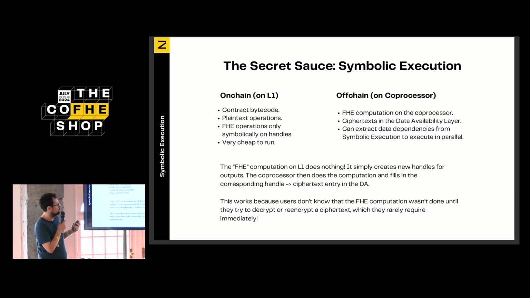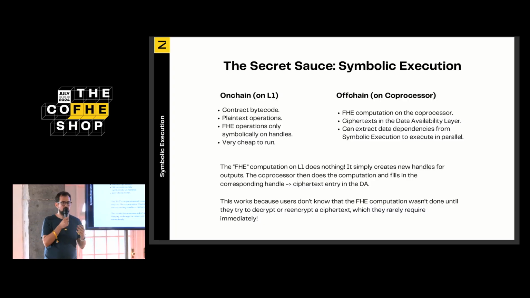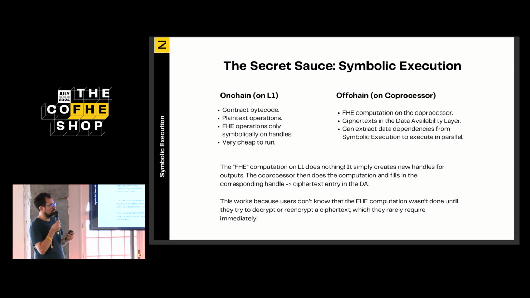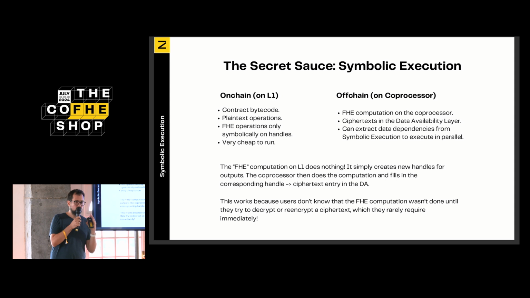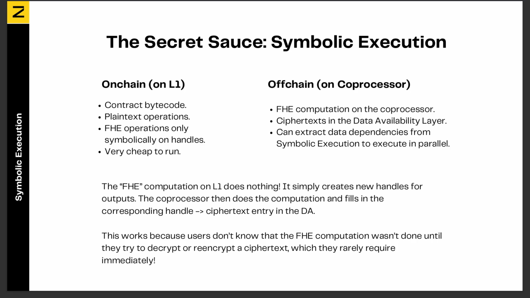And the way we do it is by something called symbolic execution. What this means is that on the L1 on Ethereum, we don't do FHE computation. We just do operations symbolically on these handles, on the ciphertext handle. So the handle is a very small value, like a 32-byte value that refers to a ciphertext, and we essentially commit to the operation that has to be done on Ethereum itself.